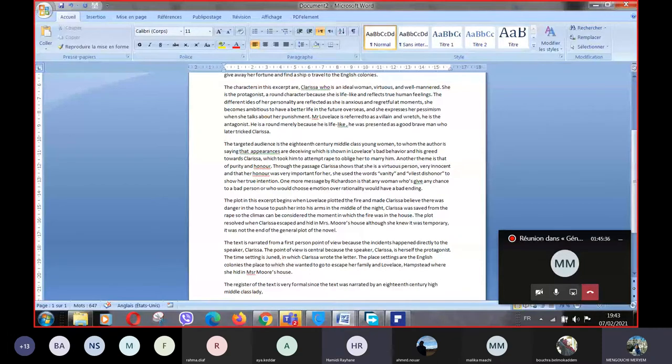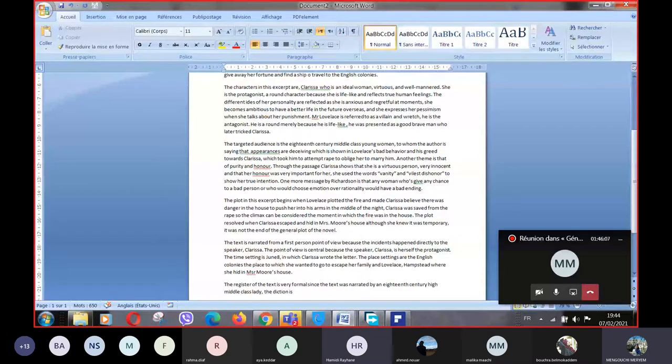What do we mean by register? Register is a type of the language that is used in the text. It can be formal, informal, it can be colloquial, it can be slang, it can be scientific, industrial, nature-related, it can be religious, political. It depends on the kind or the type of words that are used in the text, okay? The jargon of the text.